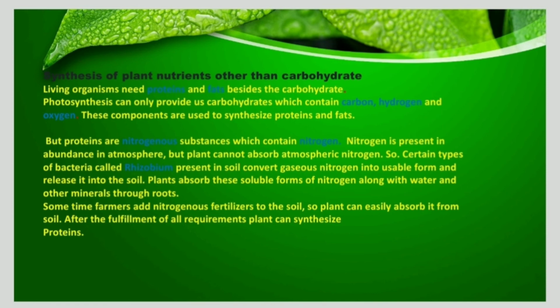Nitrogen is present in abundance in the atmosphere, but plants cannot absorb atmospheric nitrogen. So, certain types of bacteria called rhizobium present in soil convert gaseous nitrogen into a soluble form and release it into the soil. Plants absorb these soluble forms of nitrogen along with water and other minerals through roots. Sometimes farmers add nitrogenous fertilizers to the soil, so plants can easily absorb it from soil. After the fulfillment of all requirements, plants can synthesize proteins.